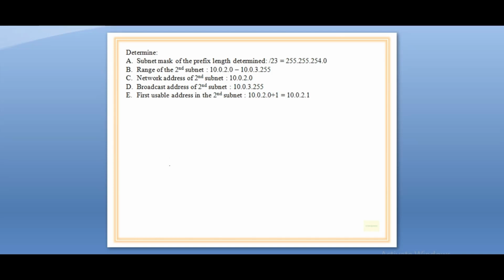We have the first usable address of the second subnet, which is the network address plus 1, which is 10.0.2.0 plus 1, which gives us 10.0.2.1. Lastly, we have the last usable address for the second subnet, which is the broadcast address minus 1, which is 10.0.3.255 minus 1, giving us 10.0.3.254. That's it. Now let's move to today's topic.